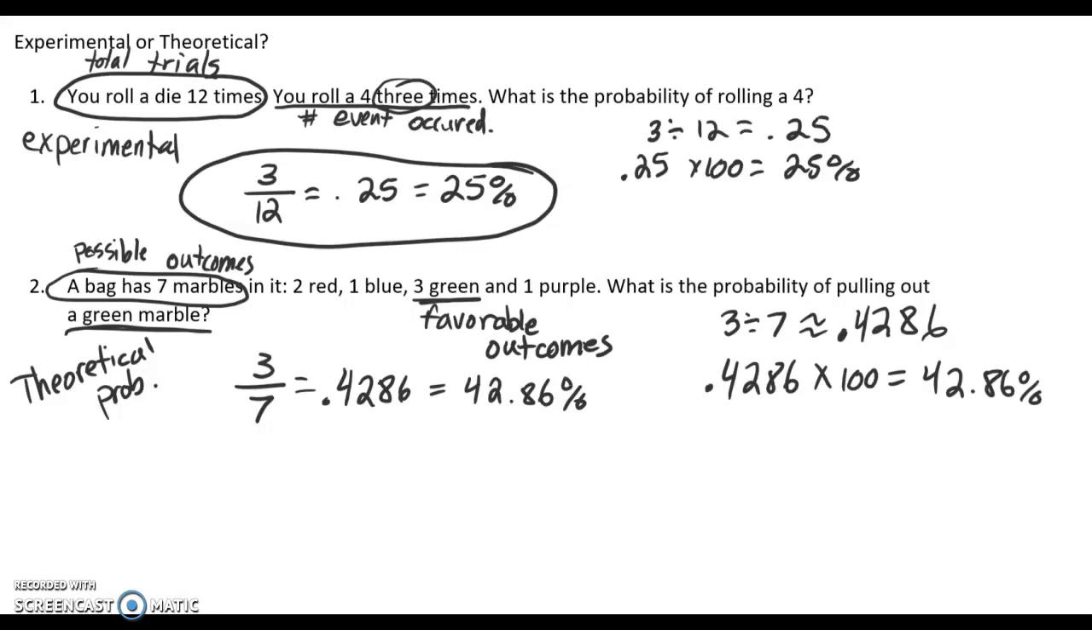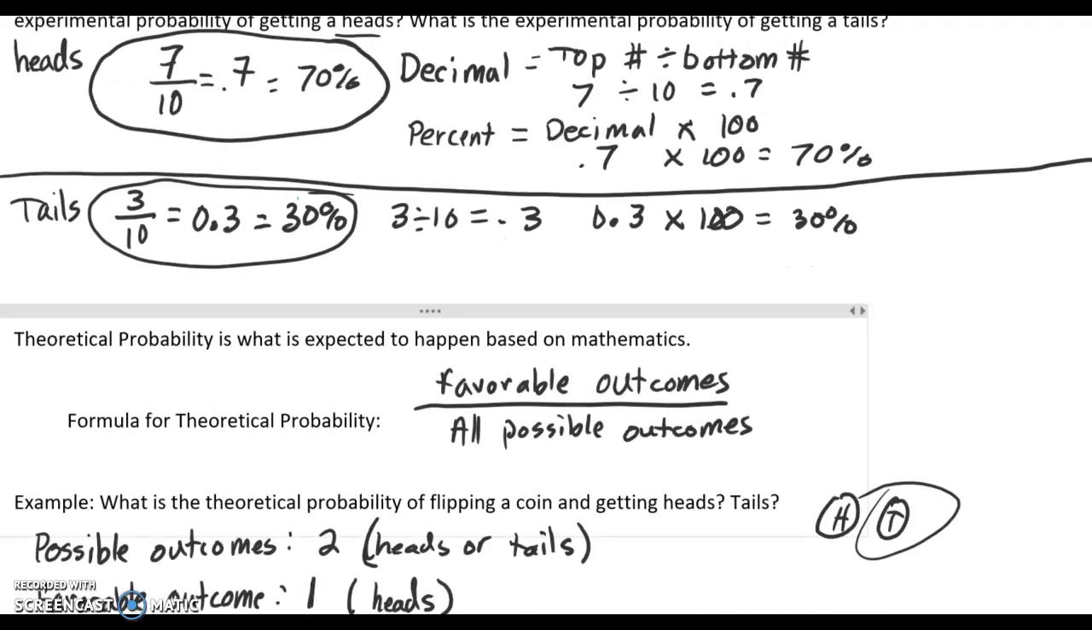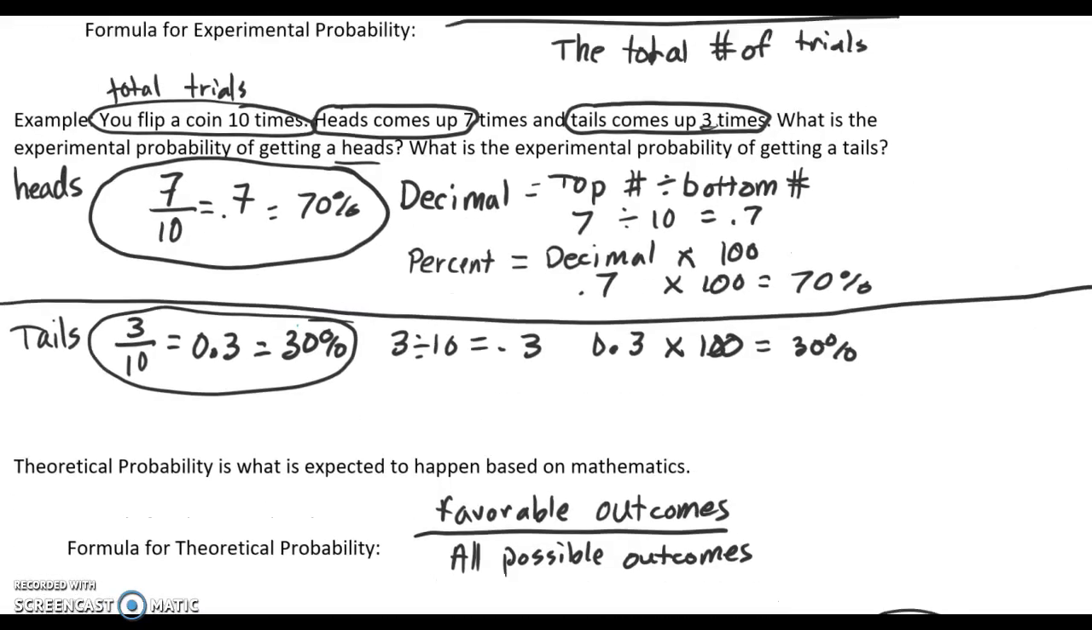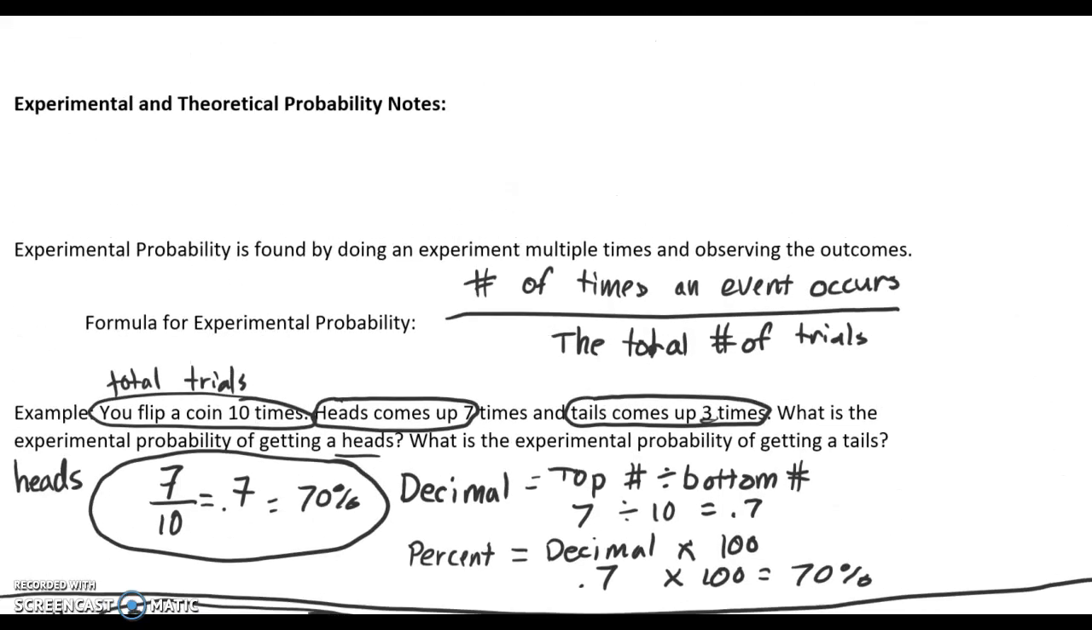All right, so today's practice problems are having you determine if something is theoretical or experimental, and then actually having you calculate the two different probabilities. Make sure that you're using your formulas. So theoretical probability again, favorable outcomes over all possible outcomes. And experimental probability, the number of times the event occurs over the total number of trials.